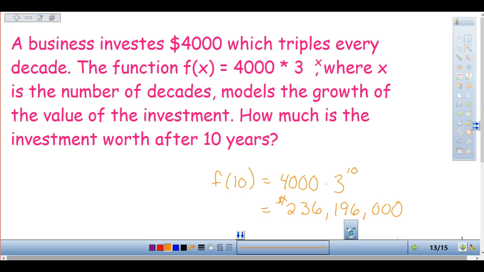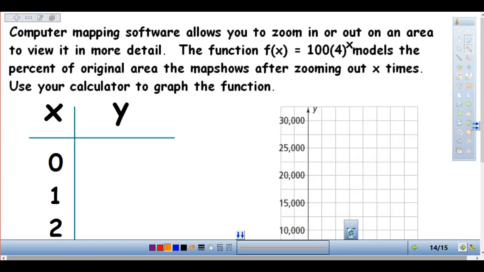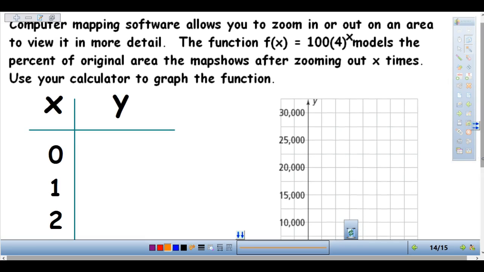You can see my answer there at $236,196,000. That is what you would get. So again, just make sure that you can plug that in. All right, last item, just a problem here to look at. We're going to graph it and make a table and all of that one more time.